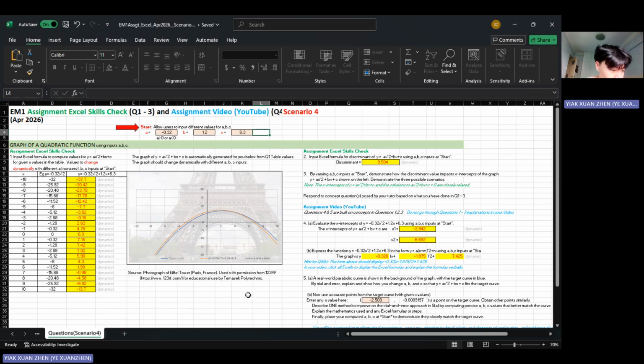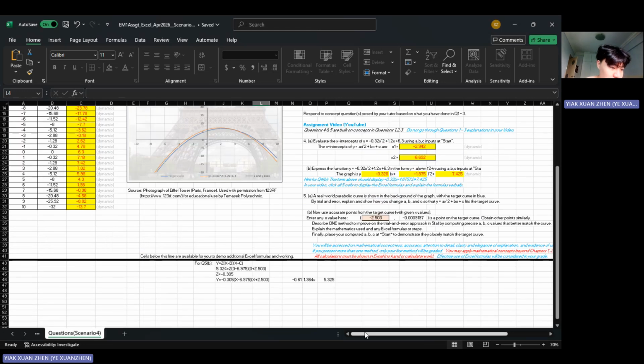Then for 5b, instead of estimating by trial and error, a more accurate method is to use several precise points from the curve. I first record accurate coordinates from the blue curve, such as these points. Then I substitute each point into the quadratic equation.